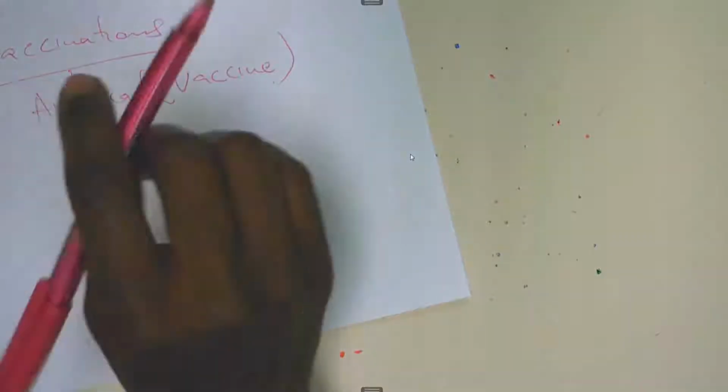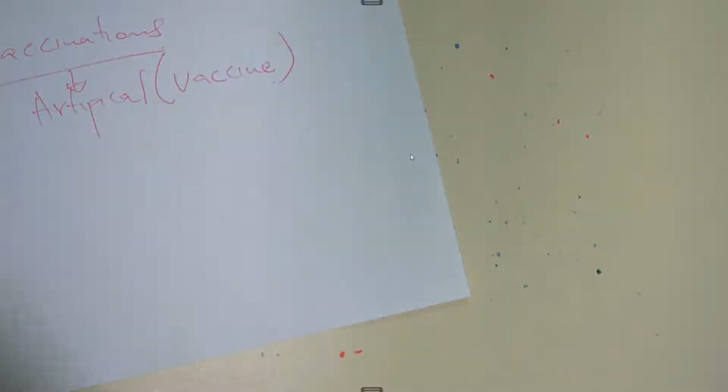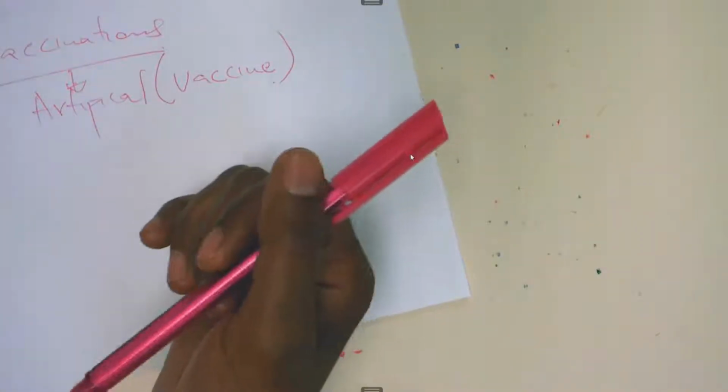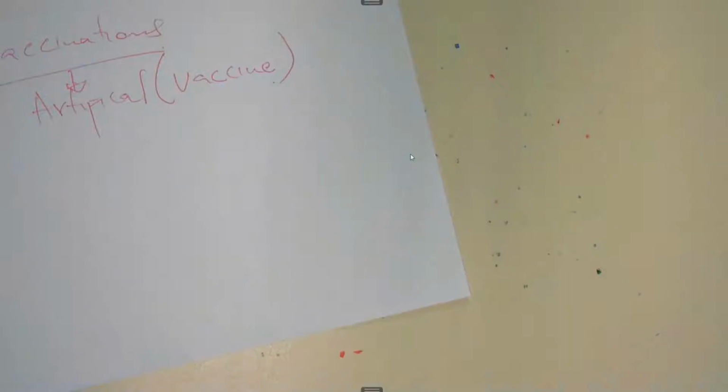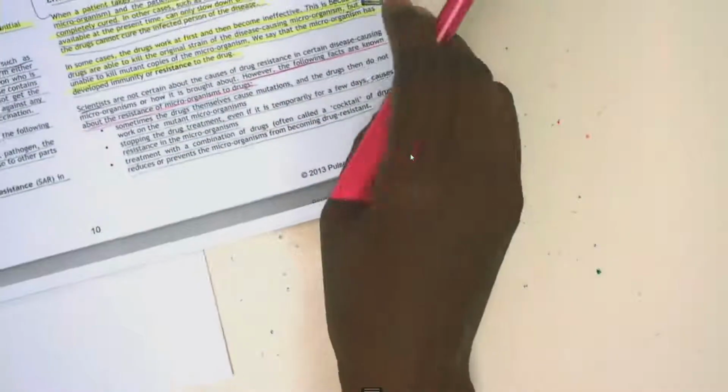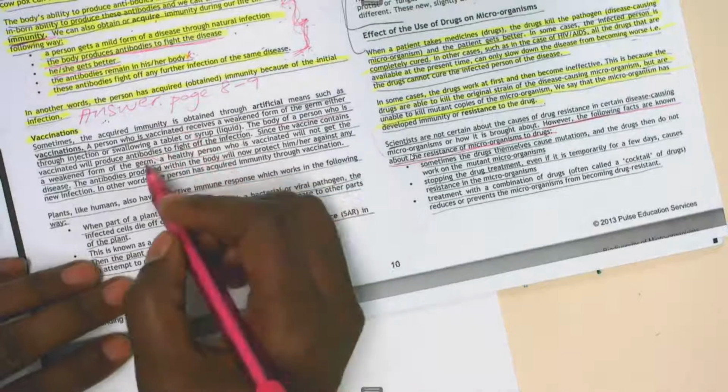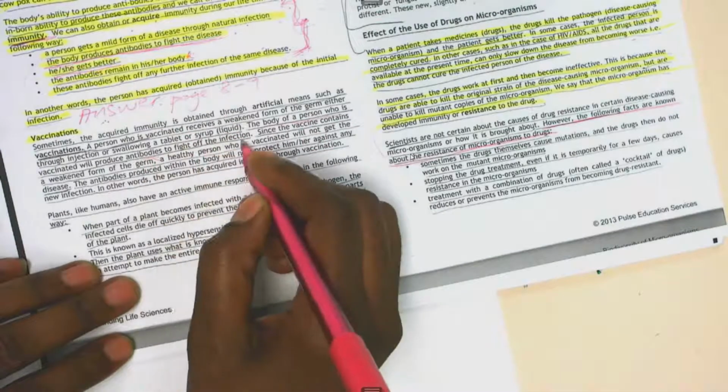A person who is vaccinated receives a weakened form of a germ, either by injection or by swallowing a tablet or a syrup. The body of a vaccinated person will produce antibodies. So after getting a vaccine, your body will start producing the antibodies to fight off the infection.